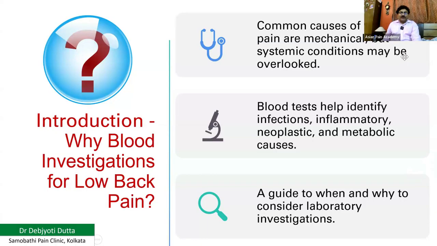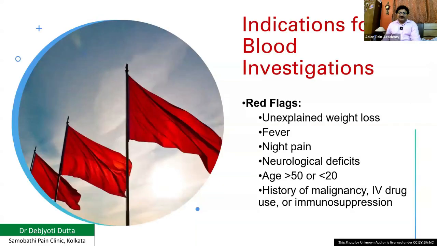Systemic conditions, we need to do the blood investigations. Blood investigation can help to identify any infection, any inflammatory condition, or a neoplastic condition, or metabolic causes, which we need to differentiate while we are diagnosing or evaluating a patient of low back pain. And it is very important to know in which cases you are going to ask for the blood tests.